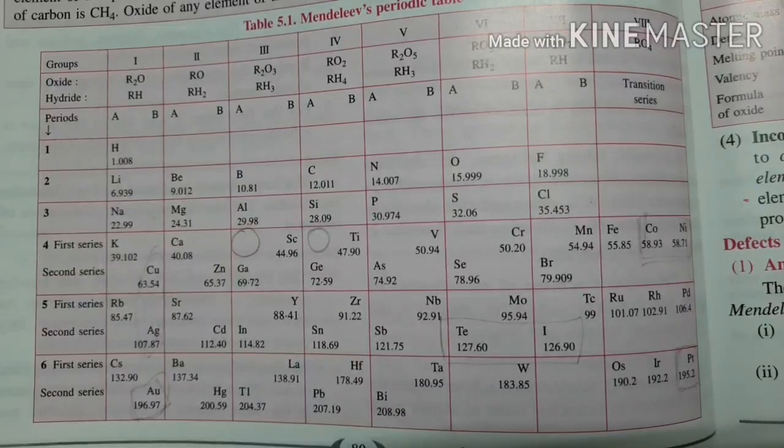classification. First Dobereiner tried, then Newlands' Octave. They tried to classify all the elements on the basis of their atomic mass. Now Mendeleev, who tried to classify elements, at that time 63 elements were discovered.